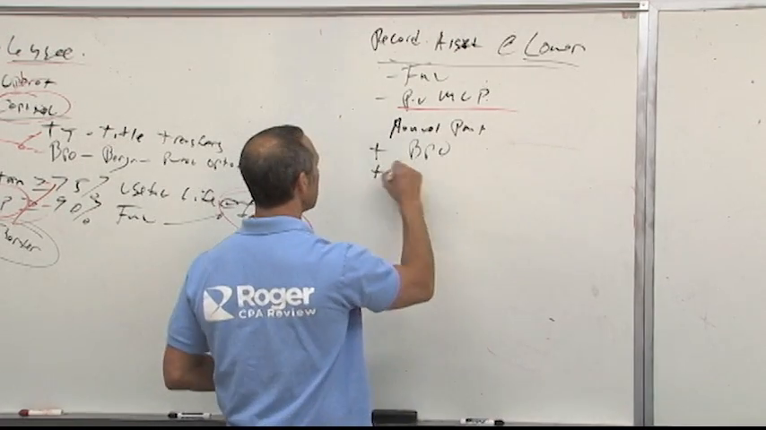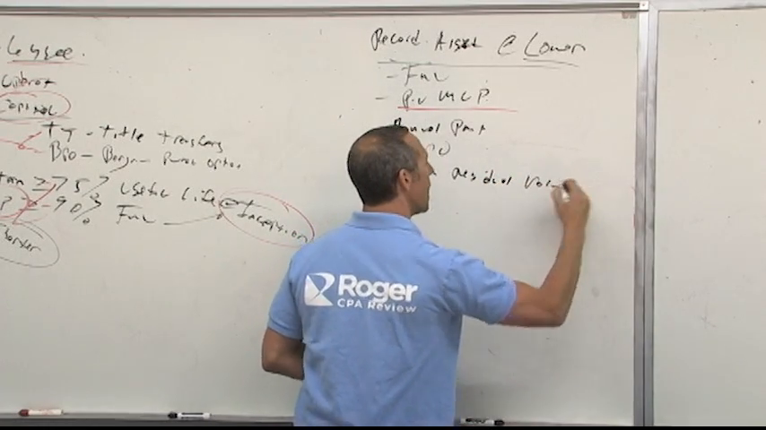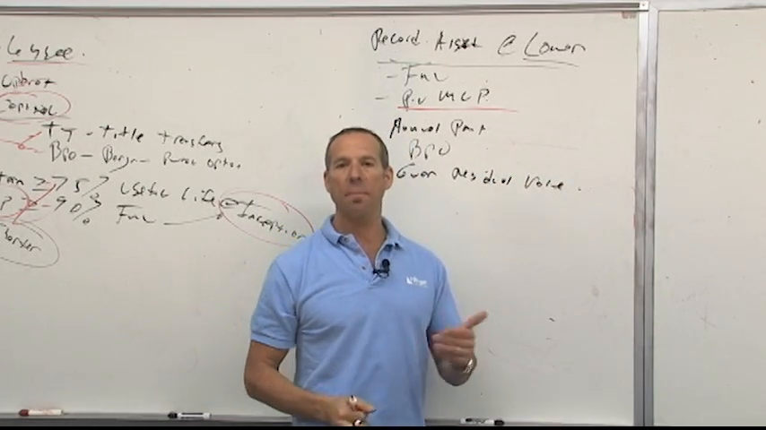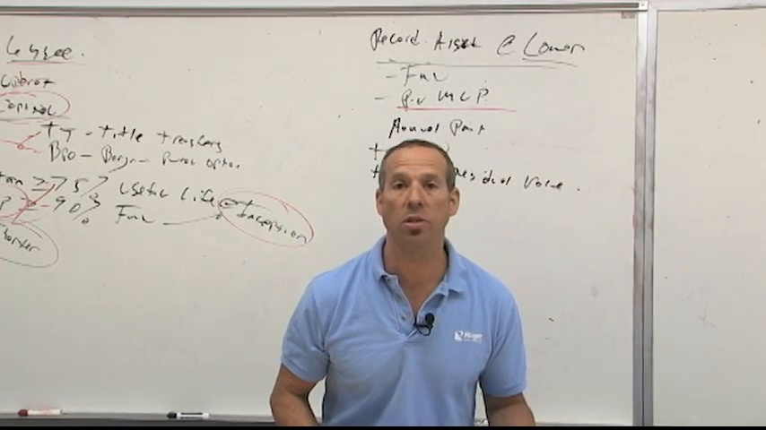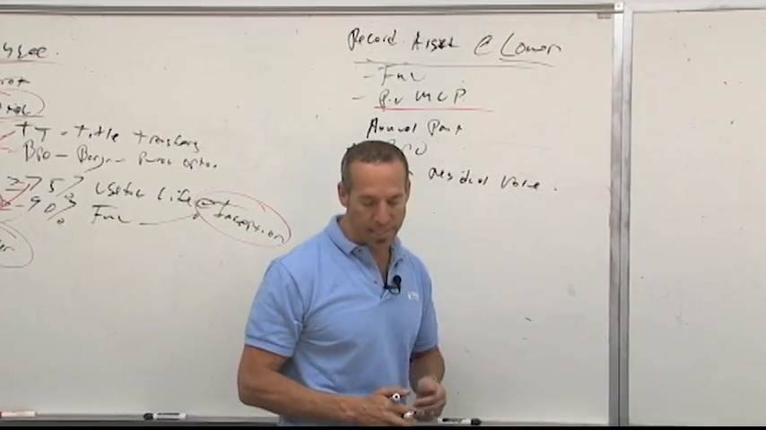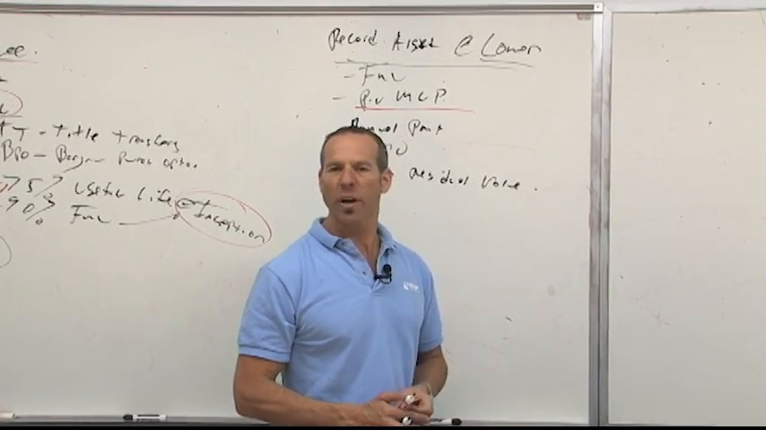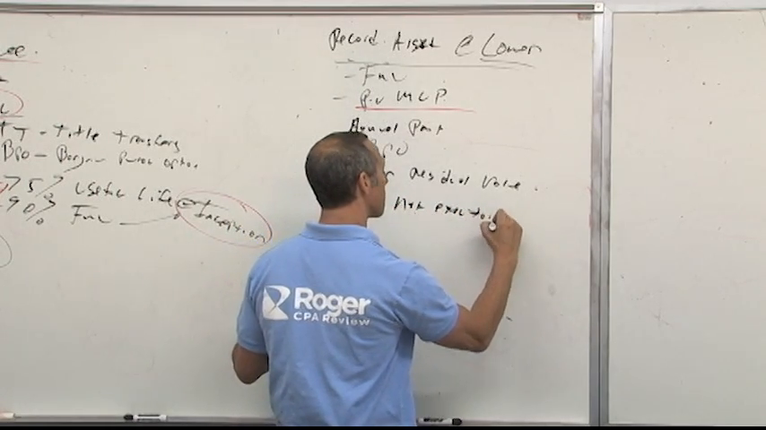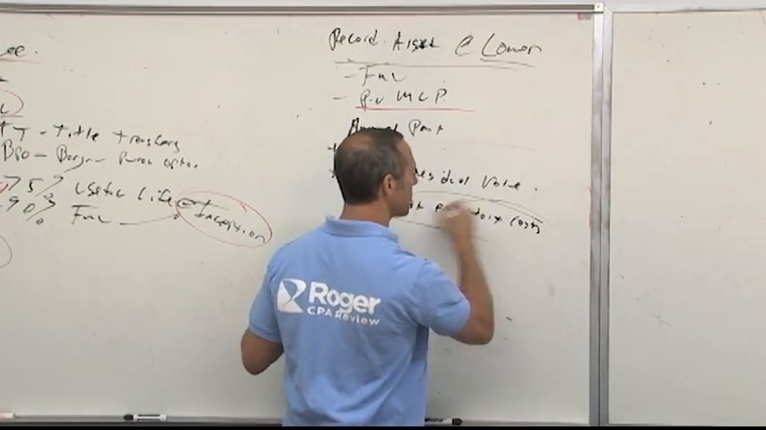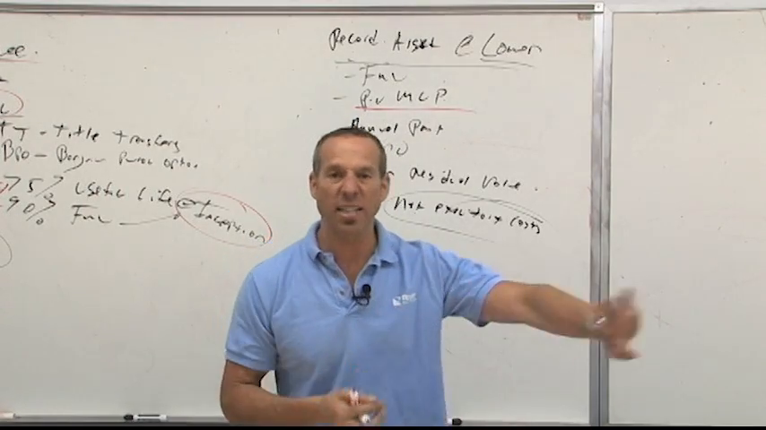Plus any kind of guaranteed residual value. Now a guaranteed residual value means that I'm guaranteeing at the end of the lease it's going to be worth something. That's called a guaranteed residual value. That's how much I am saying that it's going to be worth. You do not include executory costs. What are executory costs? Taxes, insurance, and maintenance. You do not include those. Why not? Because those are expensed as paid.